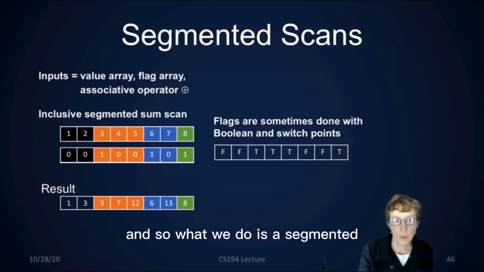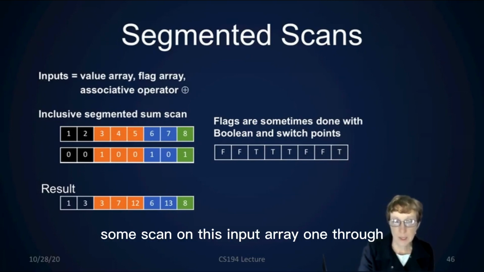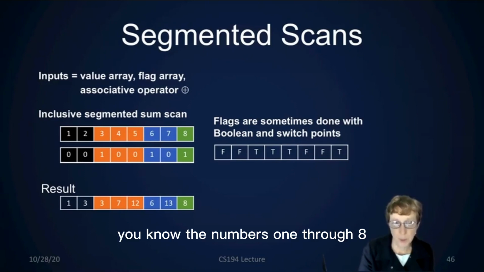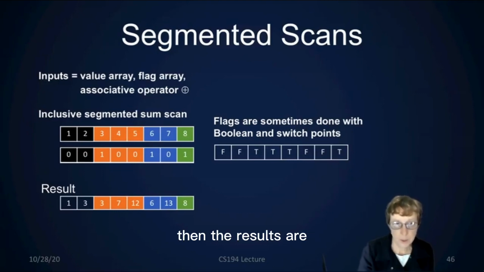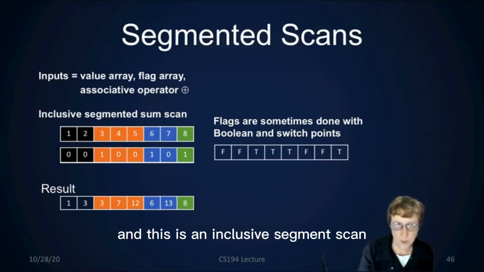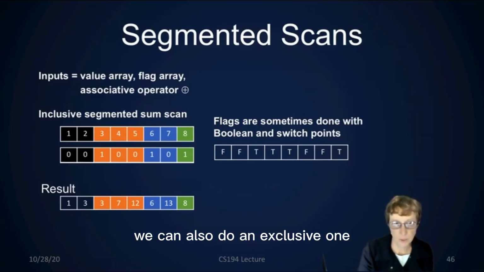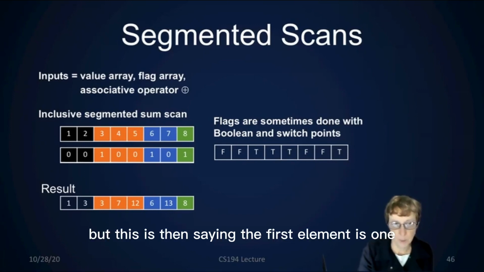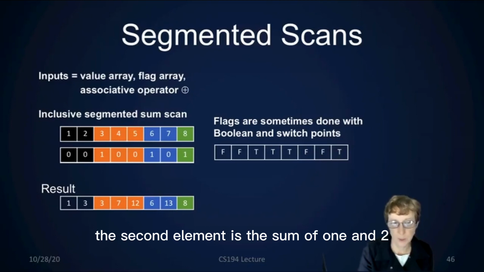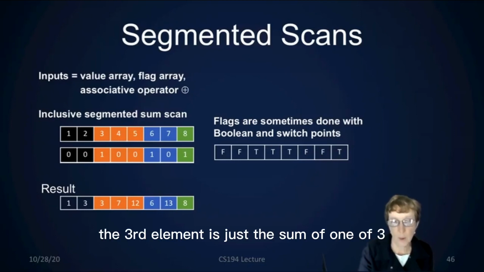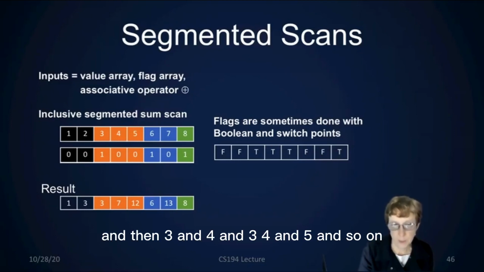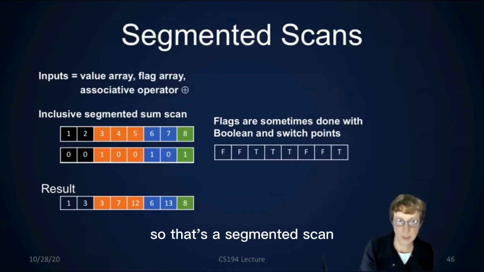And so if we do a segmented sum scan on this input array, the numbers 1 through 8, segmented by this flag array here, then the results are, and this is an inclusive segmented scan, we can also do an exclusive one, but this is saying the first element is a 1, the second element is the sum of 1 and 2, the third element is just 3, and then 3 and 4, and 3, 4, and 5, and so on. So that's a segmented scan.